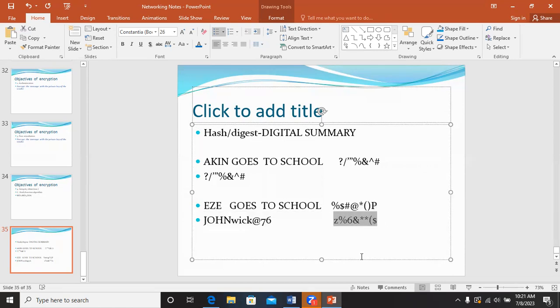The idea is, and another thing to take note of here is that hash function is irreversible. So you can't go from this to this. You can't reverse from this to this. So the idea is, even if this password file is hacked, there is no way the hacker can reverse and say, okay, this means John Wick at 76. It's not possible.